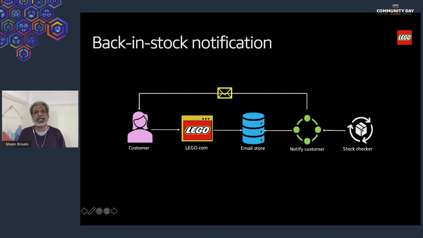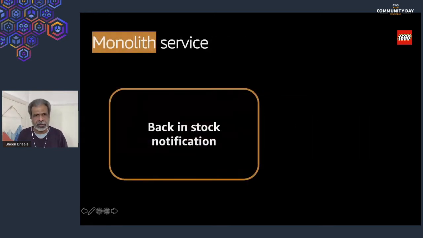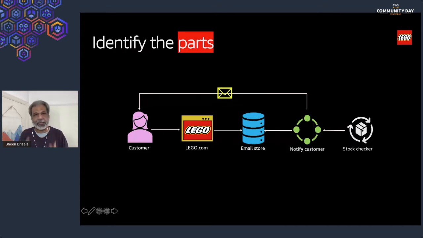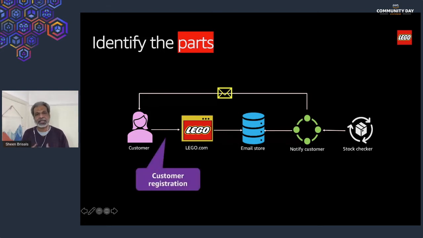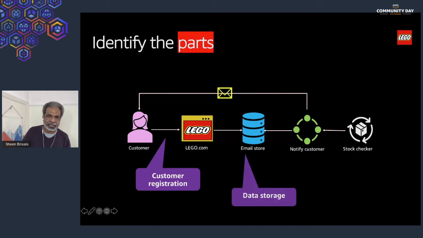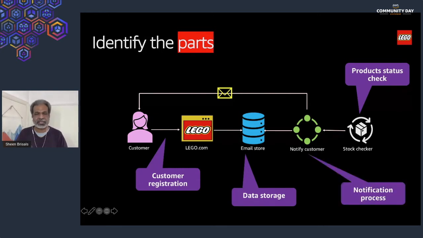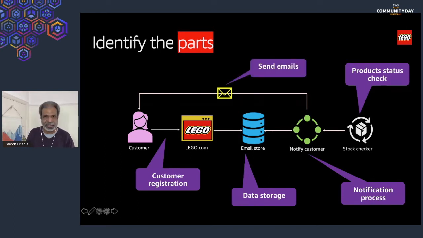So, simple thing. Now, in a typical monolithic world, the whole thing would be built as one monolith service, right? Now we have moved on, so that's no longer the case. We can, of course, make it better. What we need to do is identify the parts within this use case or feature. If you look closely, there is a customer registration part. There is a place where we keep the data. Then there is somebody behind the scenes checking the status. And then there is a process that notifies the customers based on the emails. And of course, there is somebody to send all the emails as well.